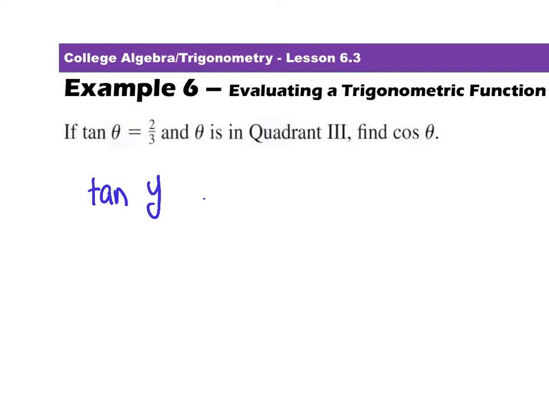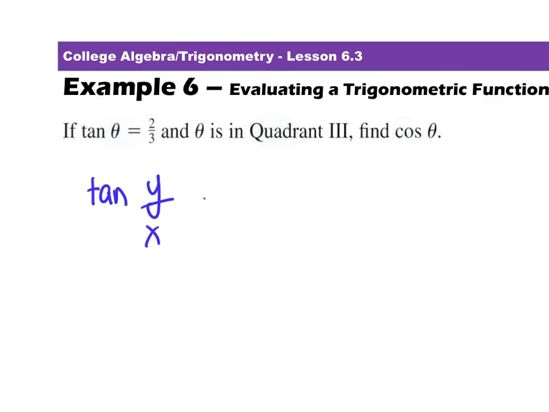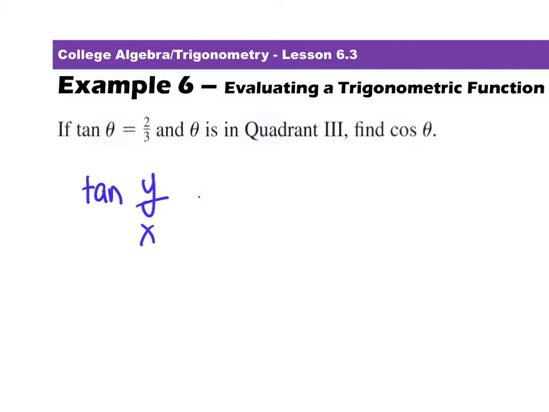Y over X. Remember, I told you that when we were talking at the beginning of this lesson yesterday, we had our X value and our Y value, how far we go left and right from the origin, how far we go up and down from the origin. And then we have our R, which is the hypotenuse. R is always what kind of a number? Positive. Very good.